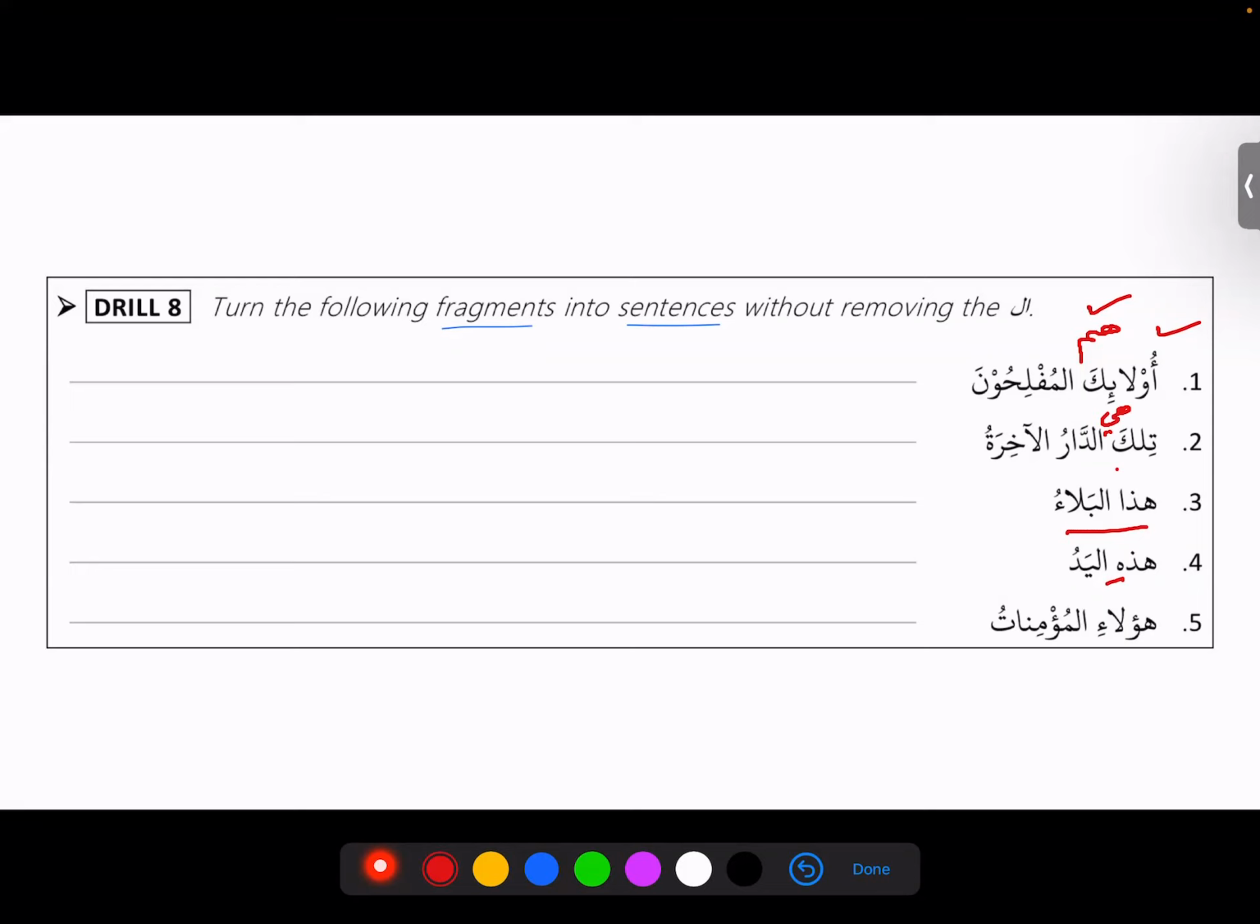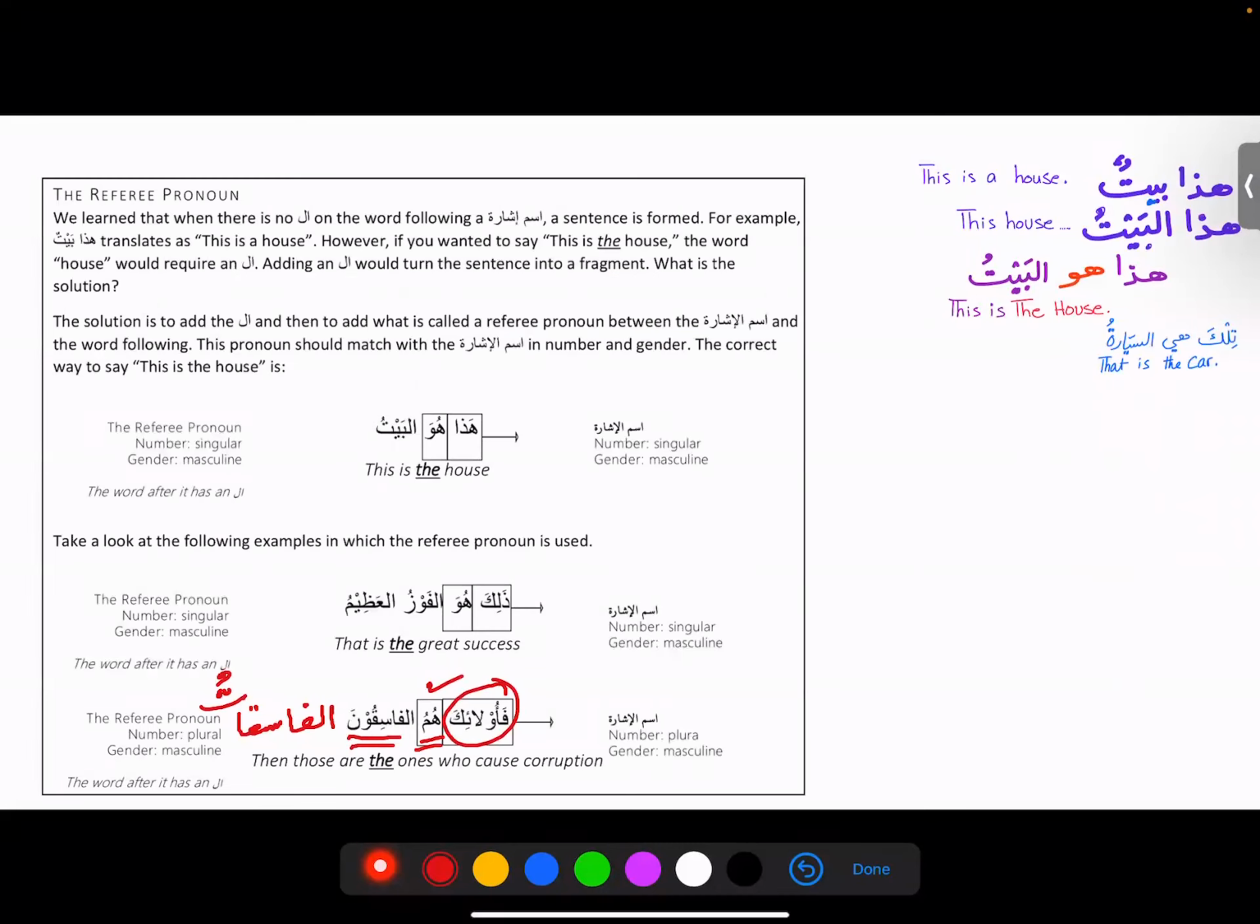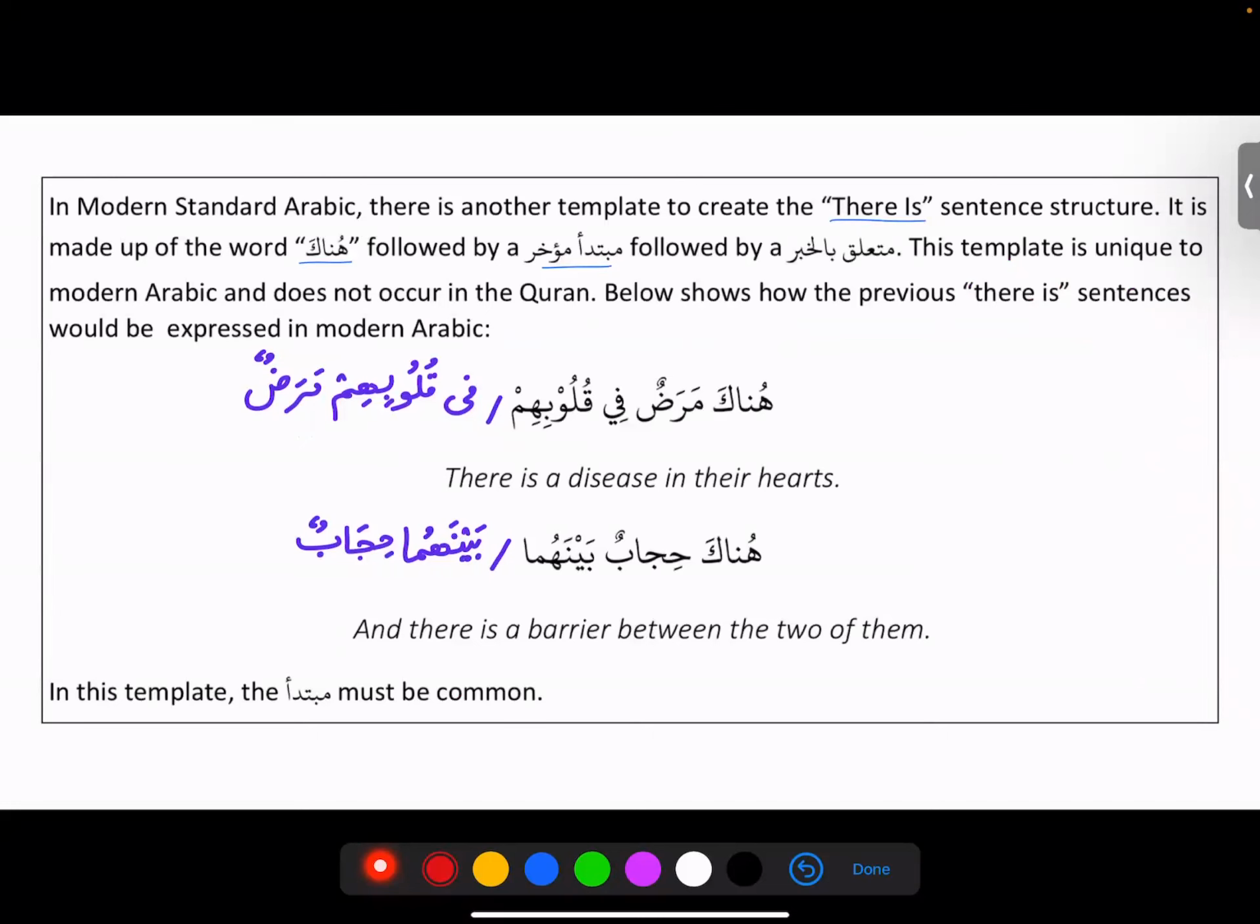These are the believers. Sentence. We need to make a sentence. No, this is not a sentence. They are the believing ladies. Interesting, right? Yeah, it's very Alhamdulillah.